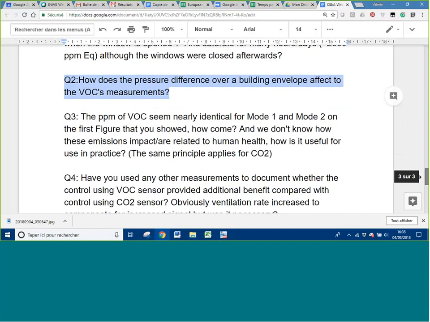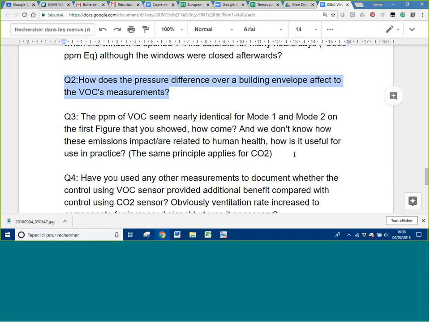However, again, referring to the profile of the concentration, the VOC measurements follow more or less the CO2 concentration, but with addition of very high peaks. And I think these are more related to pollution events than to pressure difference, for example.